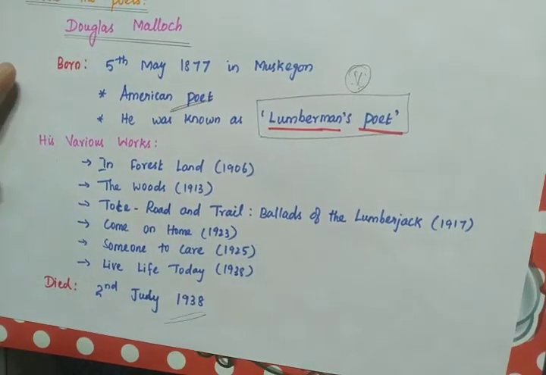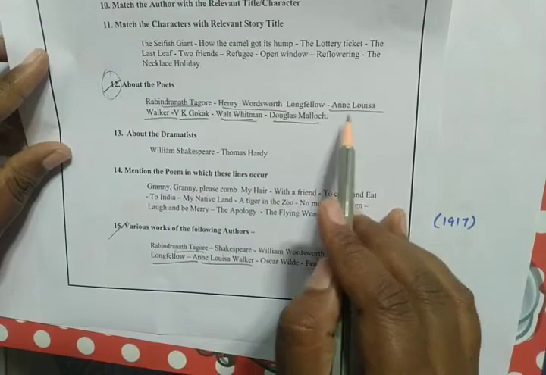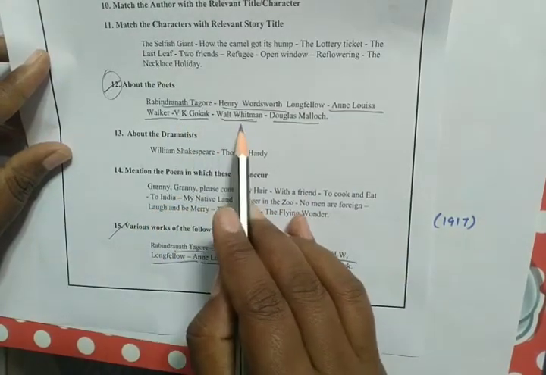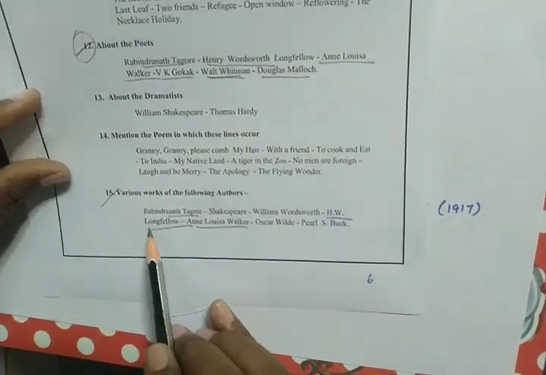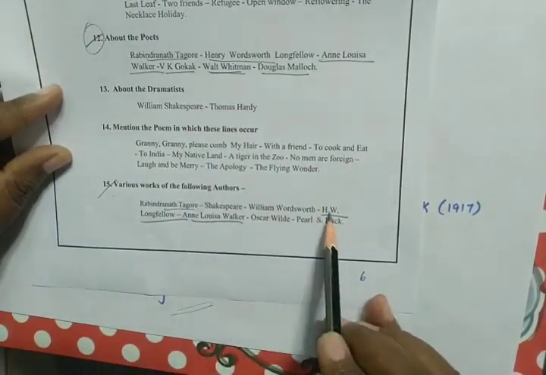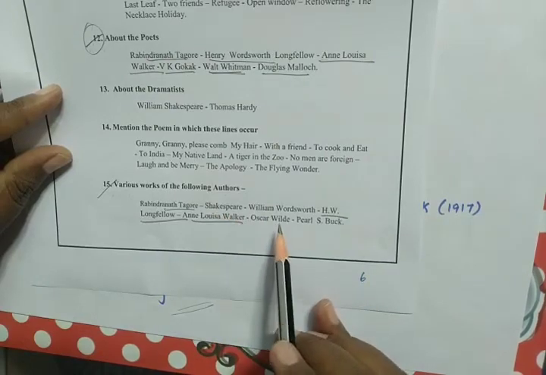This is all about our part C, and now we have completed the 12th question completely, because we have seen Rabindranath Tagore, Henry Wadsworth Longfellow, Annie Louisa Walker, V.K. Gokak, Walt Whitman, Douglas Malloch. Apart from this, in the 15th we have completed Rabindranath Tagore, H.W. Longfellow, Annie Louisa Walker. The remaining we will see in the next video.